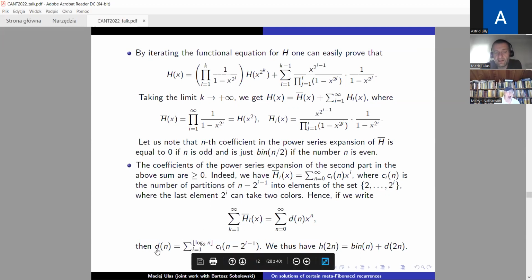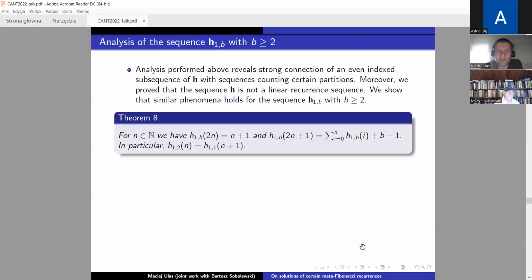And finally, here we have an expression for d_n. We have the identity that h_{2n} is equal to b_n plus d_{2n}. So this thing is greater or equal to 0. These things grow exponentially fast, which is proved by De Bruijn, and we get the result.